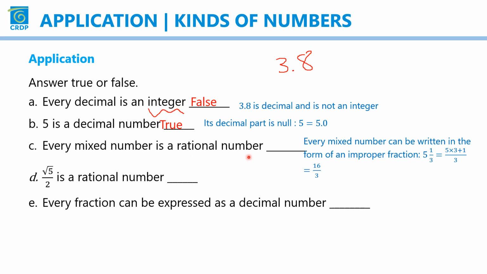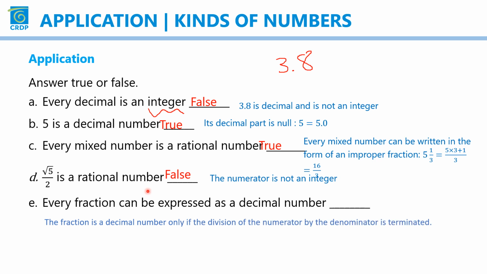B, every mixed number is a rational number. Is it right? Example, 5 1/3. Every mixed number could be written as a fraction, so this number could be written as a fraction. Since it could be written as a fraction, it's a rational number. True. C, radical 5 over 2 is a rational number. Put it on your calculator and find the answer. If you find the answer, you can see that it has a decimal point, but it's not limited. So it's not a rational number.